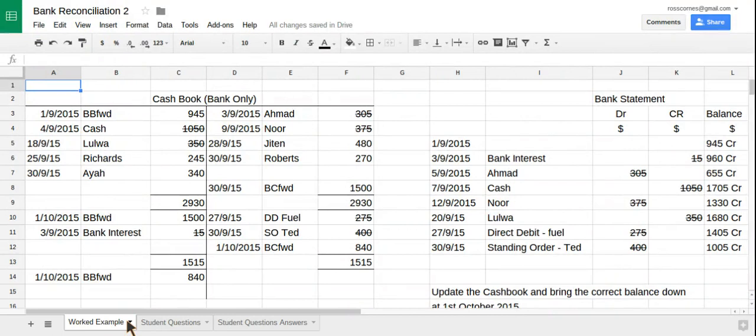Where we're up to at the moment is we've updated the cash book. So what we've done is we've gone through and checked off all the items that appear in both the cash book and the bank statement. So we've ticked them off.